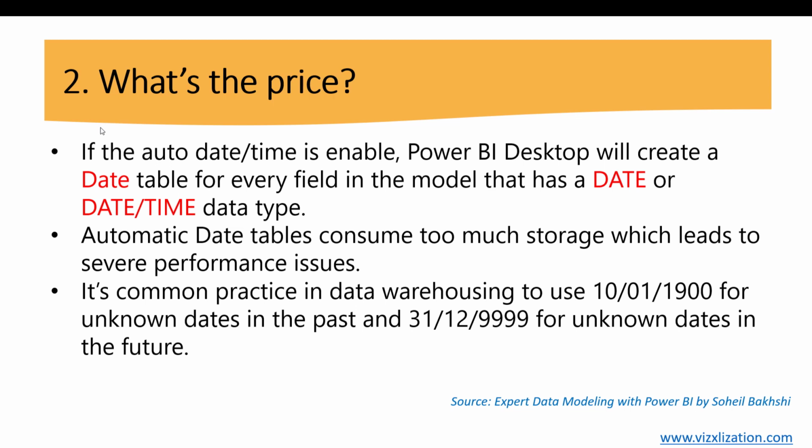And remember here also the third point, it's common practice in data warehousing to use October 1st, 1900 for unknown dates in the past and December 31st, 1999 for unknown dates in the future. So now imagine how large a file could be if we don't disable this feature. Also, remember, disabling the auto date/time feature removes all the automatically created date tables, which reduces the file size. So guys, really, really important concepts. Now, let's move on to the next point.